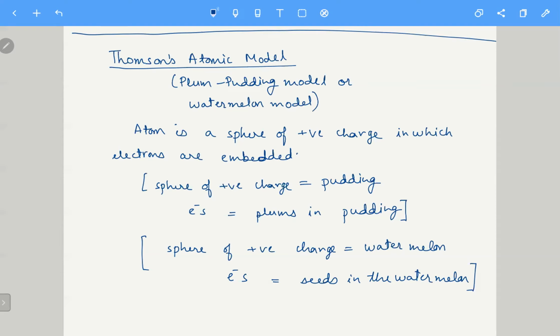So next topic we'll be doing is a small topic called properties of charge. Let us discuss this. After that, we'll be doing the Rutherford's atomic model.